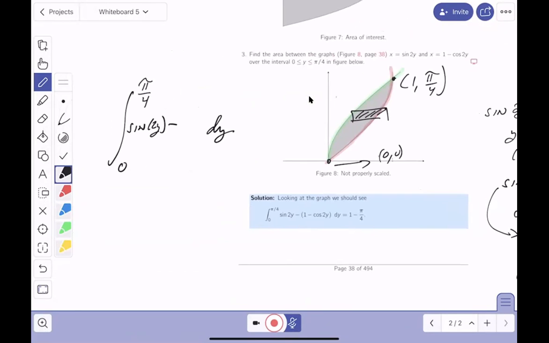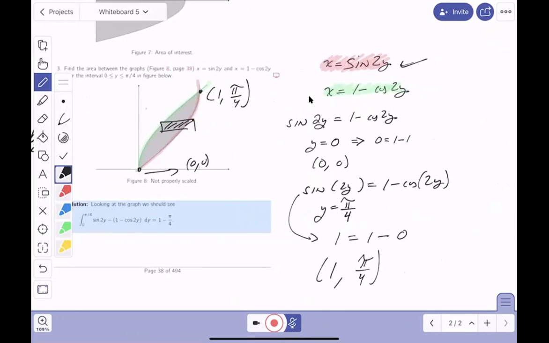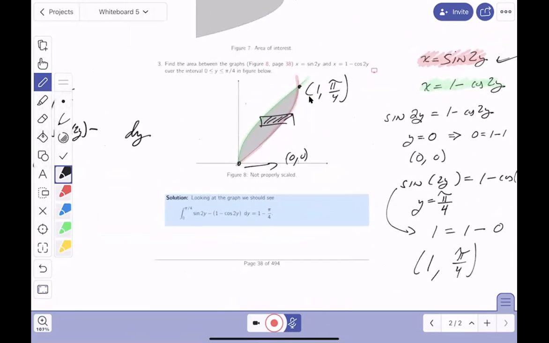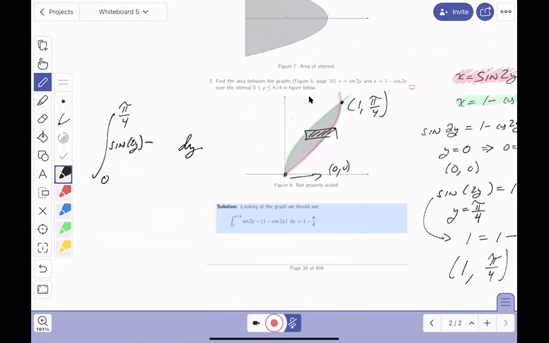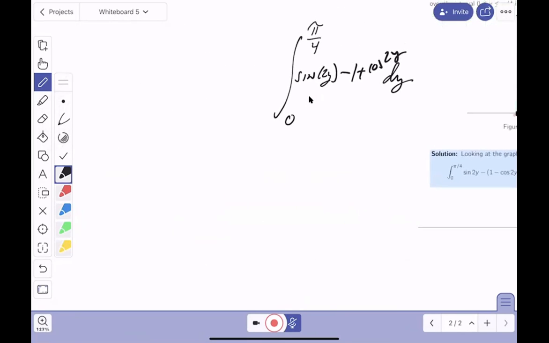Minus the lower limit. I'm sorry, the upper curve is the red one. The lower limit's 1 minus cosine of 2y. So it's going to be minus 1 plus cosine 2y. You know what? That doesn't look right. I've got to clean that up. And if I were on an exam, I would clean this up too.